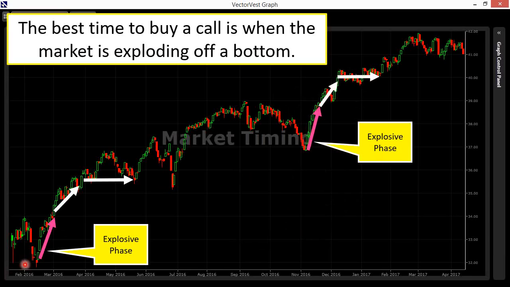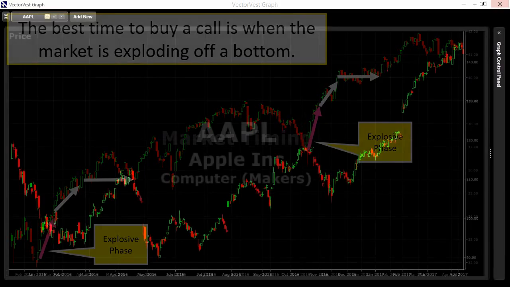So let's take a look at these time periods. Down here was kind of February of 2016. Over here was November of 2016. Those were the beginnings of the explosive phases. So take a look here.